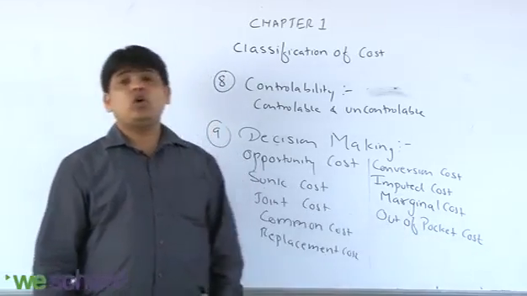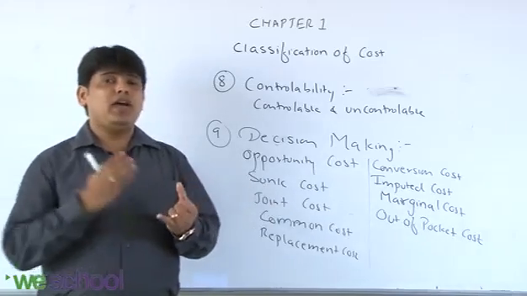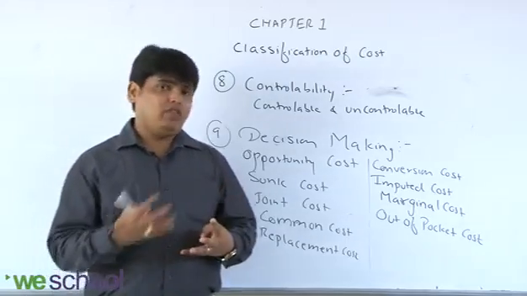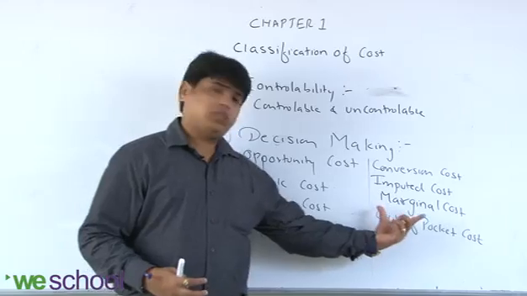Then we have marginal cost. The total of all variable expenses, variable cost, direct material, direct labor, direct factory overheads, variable and other variable overheads, all total will become the marginal cost.